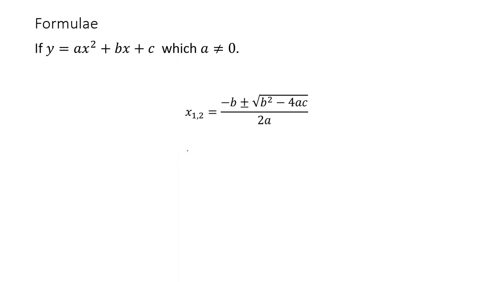Another mathematics teacher usually writes down this formula as negative b plus and minus square root d. What is d? D is the discriminant, where D equals b squared minus 4ac.